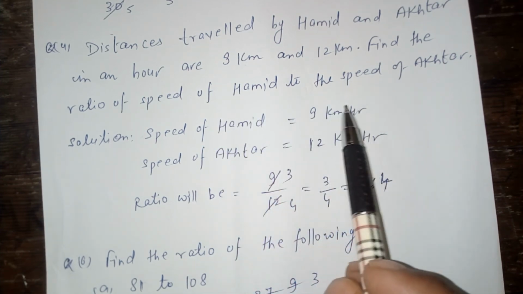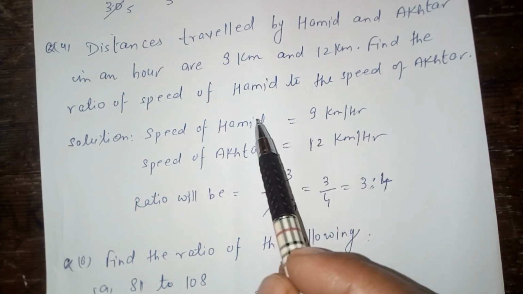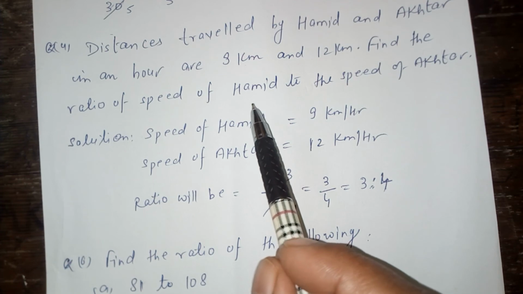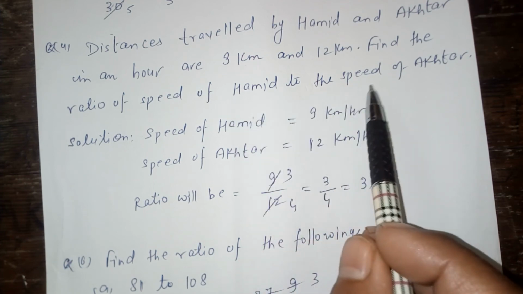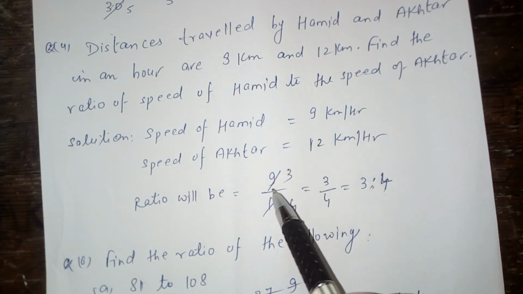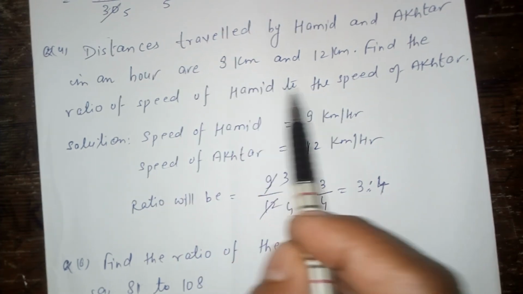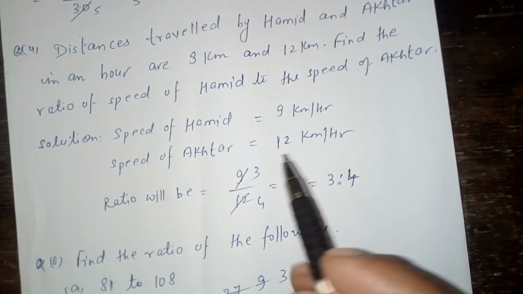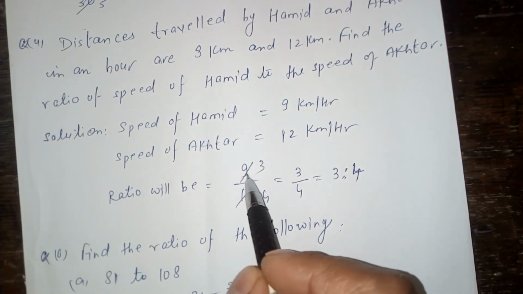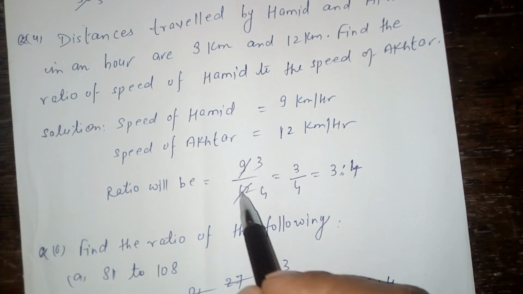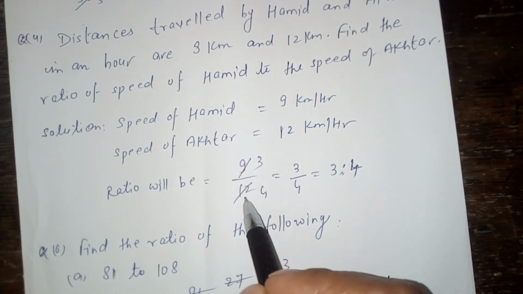My dear student, please keep in mind that in this question we take out the ratio of the speed of Hamid to the speed of Akhtar. Which number can you take first? According to the question, we take the first number. The speed of Hamid is first and the speed of Akhtar is second. So the speed of Hamid will be in the numerator and the speed of Akhtar in the denominator. This is 9 upon 12.